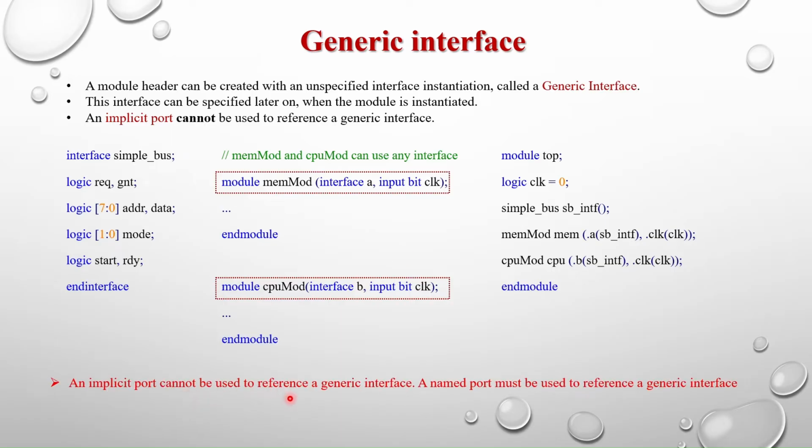An implicit port cannot be used to reference a generic interface. A named port must be used to reference a generic interface. This is one point to remember in generic interface. You cannot do the implicit port connection. You have to use named reference. A named port must be used to reference a generic interface. Here I'm using the name.